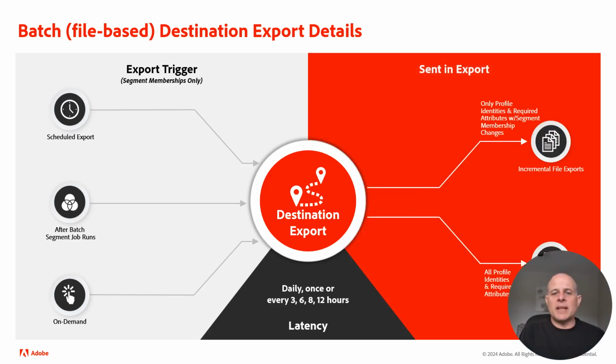Now, when it sends out, it's going to be sending out, for an incremental export, the profile identities, the required attributes and segment membership changes. Whereas if I'm sending a full file upload, I'm going to send all the profile identities and required attributes. So there's a little bit of difference between these two pieces that we have to keep in mind.